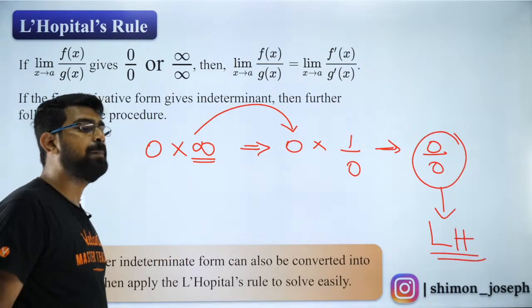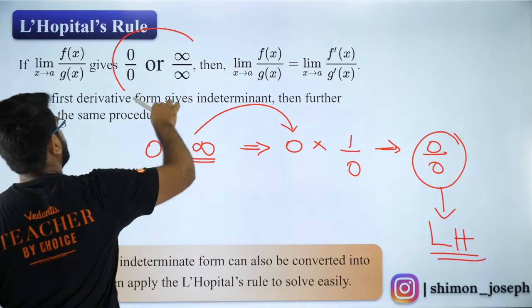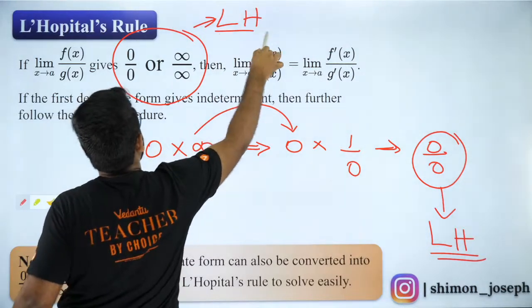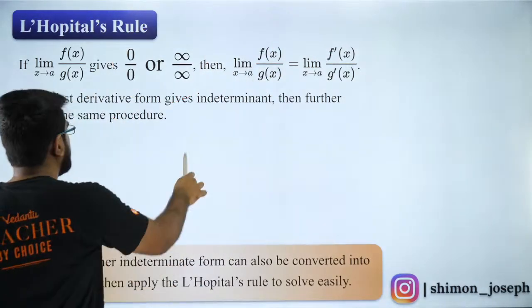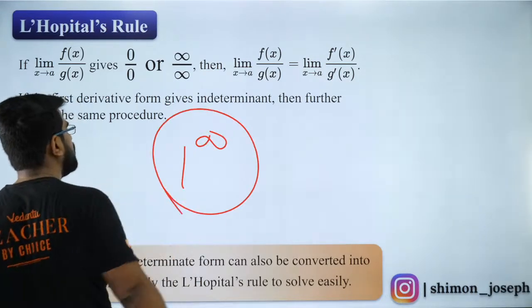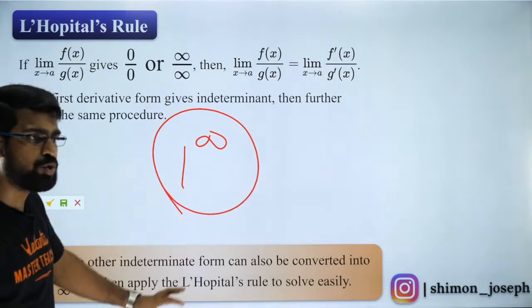Yes, Lisa Binu, it is only for indeterminate forms and only these two forms. L'Hopital can be used only for these two forms. It will not work for the 1 to the power infinity form, because for that form you need to change it to exponents. I will teach you all that, don't worry.